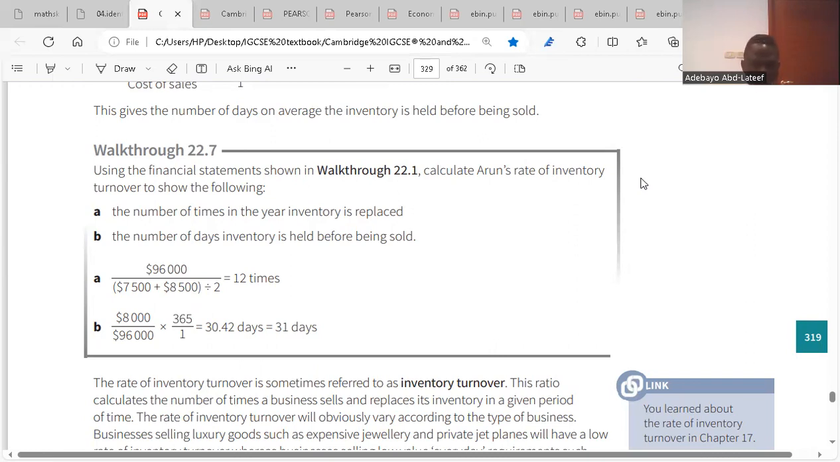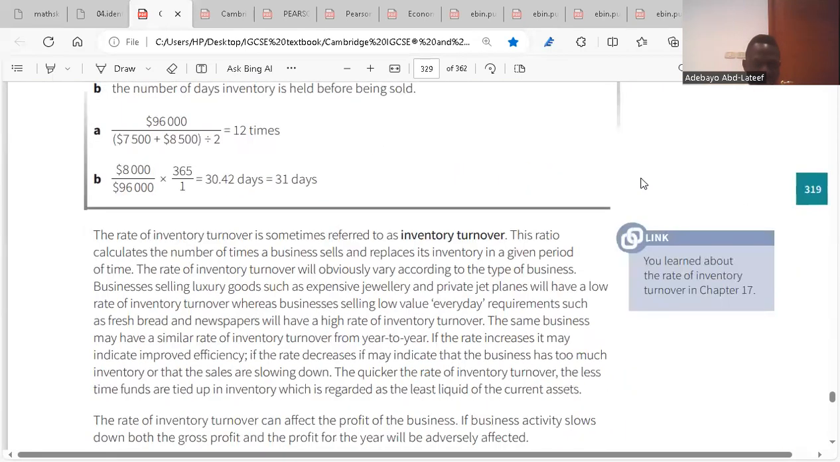Average inventory, sorry. Average inventory divided by cost of sales multiplied by 365 days. I think that is clear.